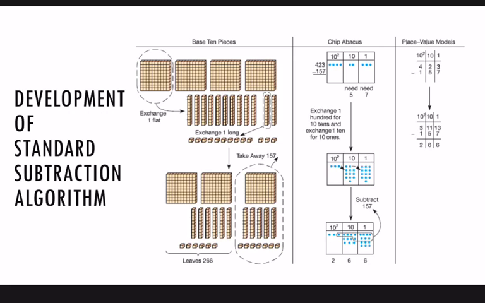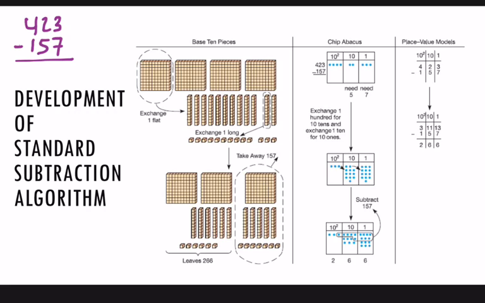So this image shows the development of the standard subtraction algorithm. The problem is 423 minus 157. You can see that this problem does involve exchanging or regrouping. If we start out with 3 minus 7, we don't have enough ones to do that.